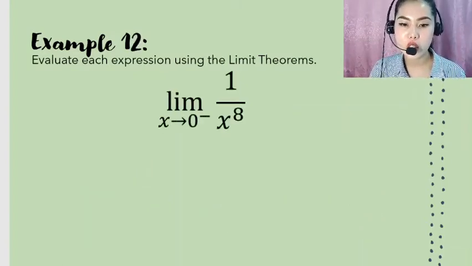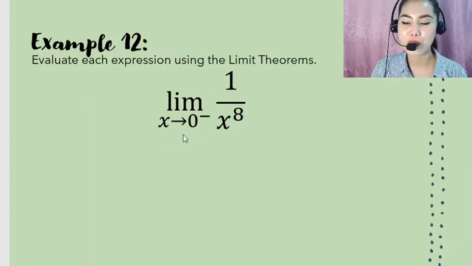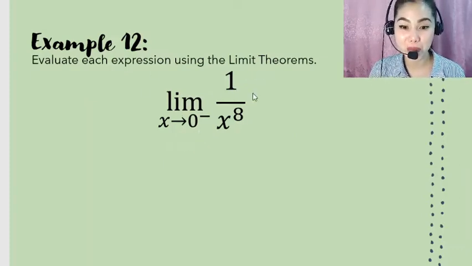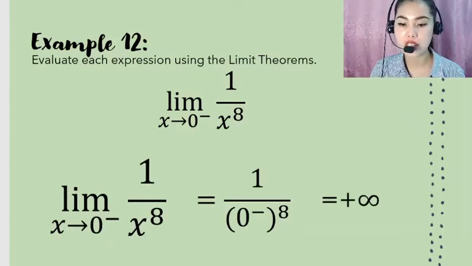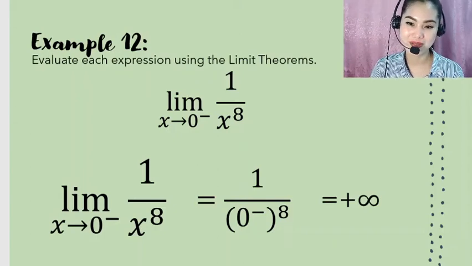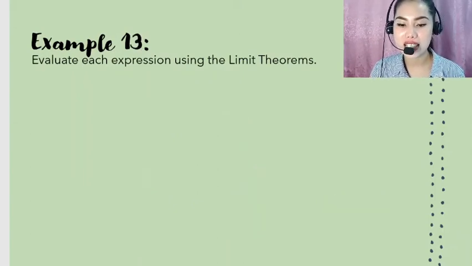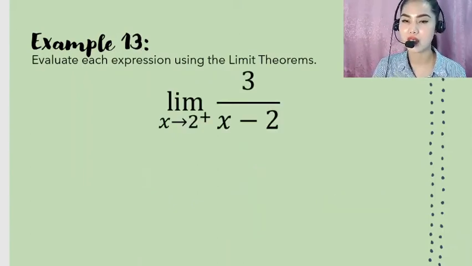Next, example number 12. Here, find the limit of 1 over x to the power of 8 as x approaches 0 from the left. So this is an example with an even exponent. So again, the limit is positive infinity. Okay, next, let's go to example 13.